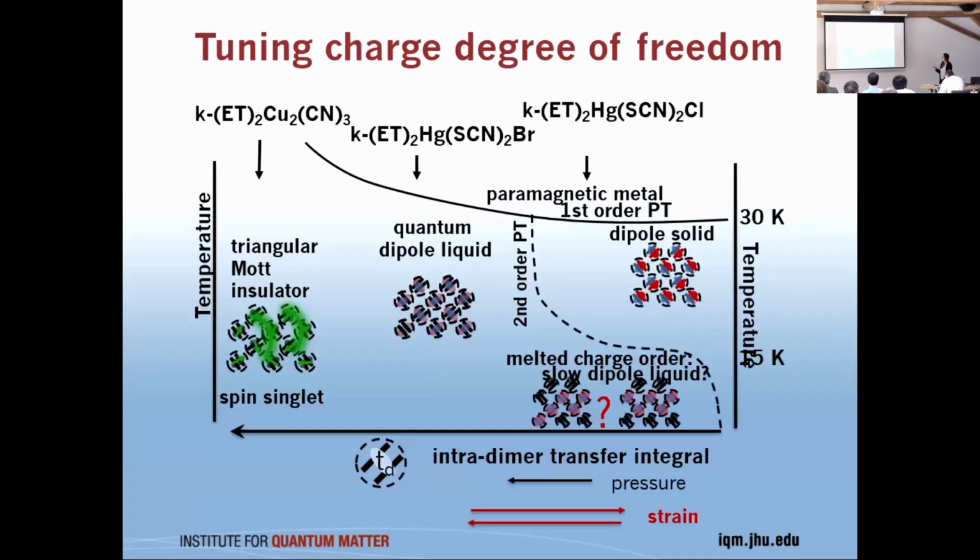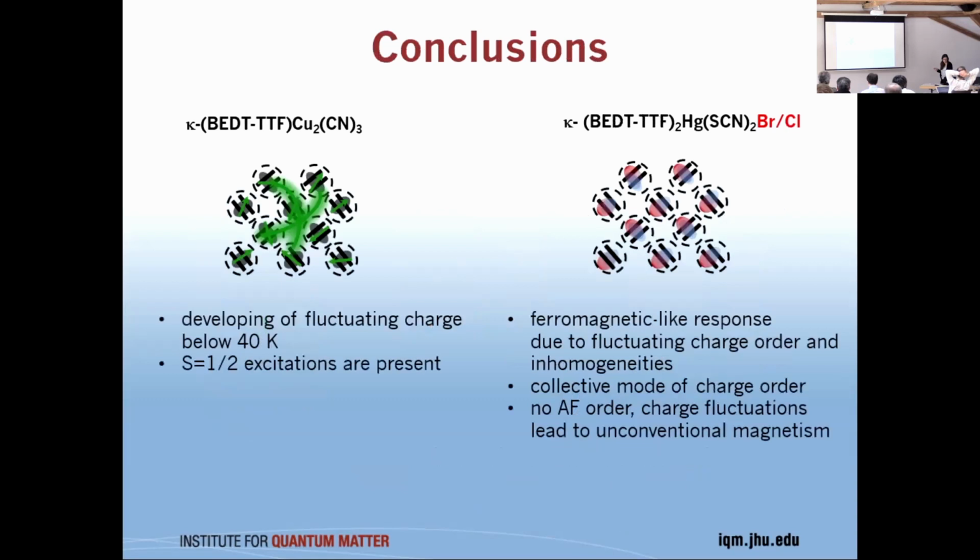So I think we start to place things on such a phase diagram where the intradimer transfer integral is a tuning parameter. There is work from Martin's group that pressure would be a way to suppress charge order here. And again, I have to leave it out, but we have a recent result that strain can actually bring this material into charge order if you strain along the right axis. So we now have to proceed with that. Thank you for your attention.